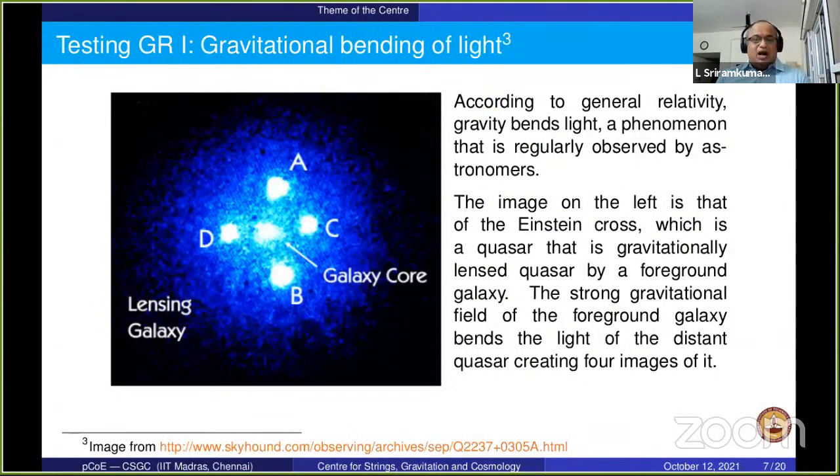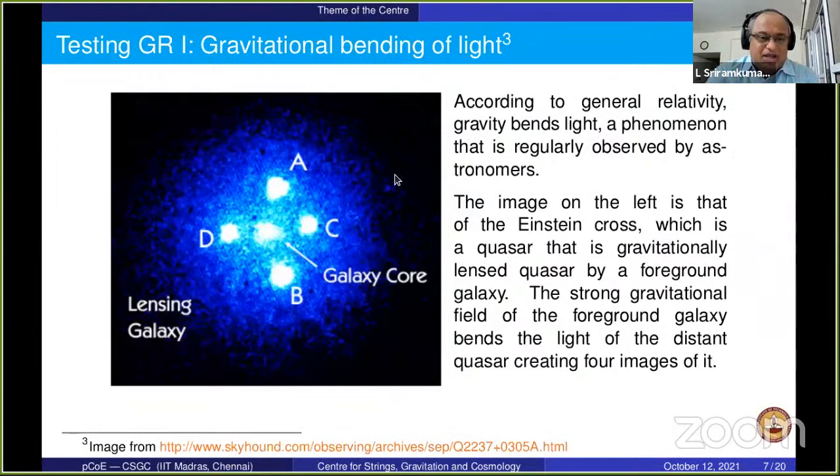I'm going to highlight, in the next couple of slides, how one tests a classical theory of gravity. What we have here is an amazing phenomenon, and this constitutes what is known as a classical test of general relativity. What we see here is gravitational bending of light, often referred to today as gravitational lensing. We have a large galaxy, which is between us and a quasar. A quasar is an extremely bright object, which is far away. It's like the core of a galaxy in some sense, which emits a large amount of light.